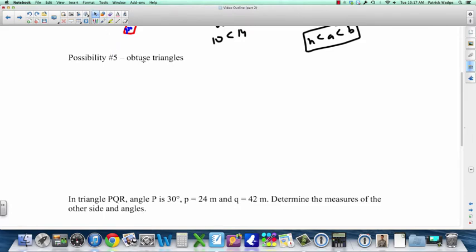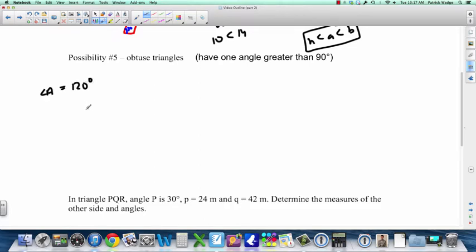You know what an obtuse triangle is? It's a triangle that has one angle greater than 90 degrees. So an example of that one, let's say that angle A is 120 degrees. Yay, it's not 30. Let's say that B is 16.